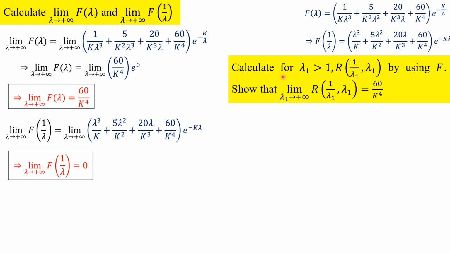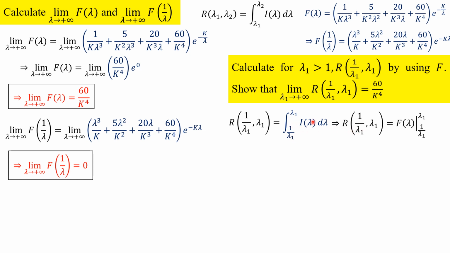Okay, calculate, for lambda 1 greater than 1, A of 1 over lambda 1 using f. Show that the limit as lambda 1 tends to positive infinity of A of 1 over lambda 1 is equal to 60 divided by k raised to the power 4. Okay, so we were given that A is an integral, which is the integral of I of lambda. So our A of 1 over lambda 1, lambda 1 is just the integral from 1 over lambda 1 to lambda 1 of I of lambda d lambda.